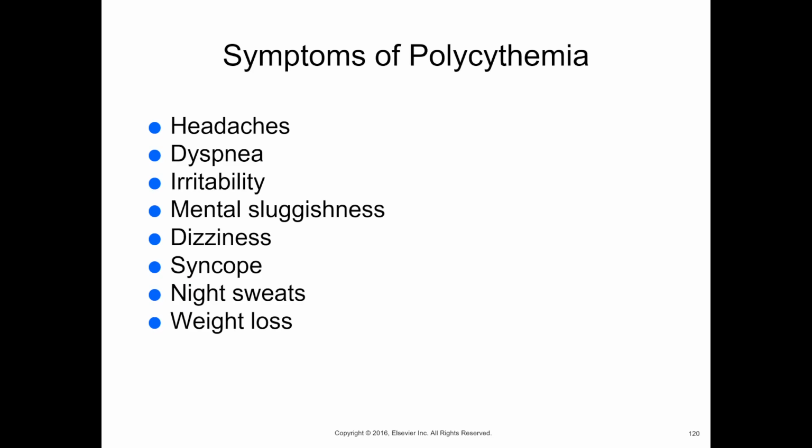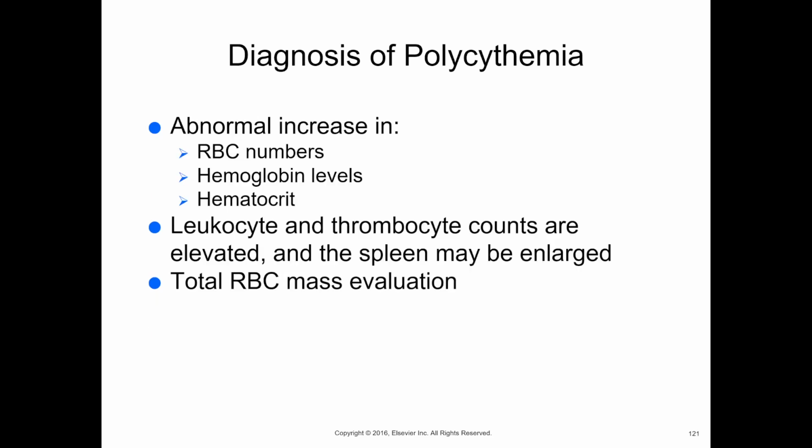Symptoms, lots of different symptoms here. Not necessarily direct, but interesting things that you might see are splenomegaly, clubbing of the fingers, and cyanosis are also possible. Diagnosing this, you get an abnormal increase in your RBC, hemoglobin, and hematocrit. All of those things will be elevated. You might also see your white blood cells and thrombocyte counts are elevated, and on physical exam, you'll have splenomegaly.